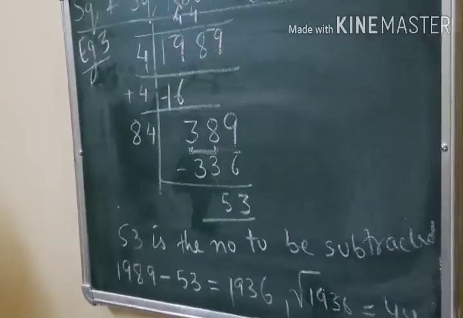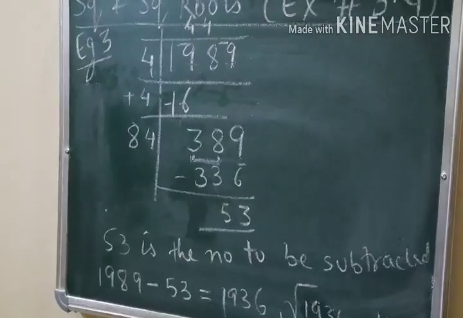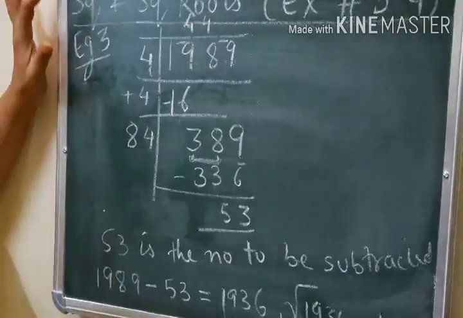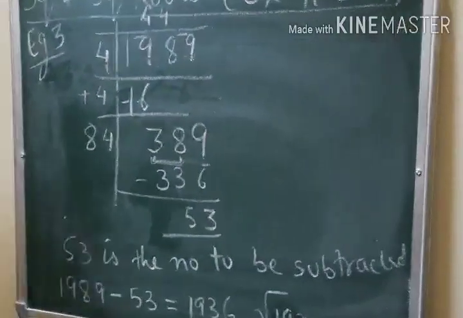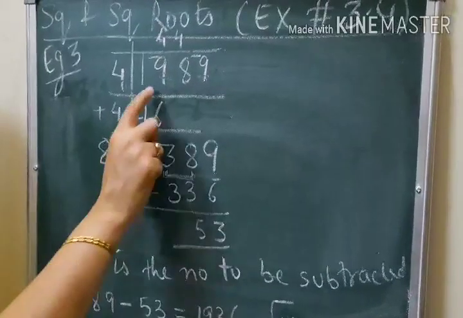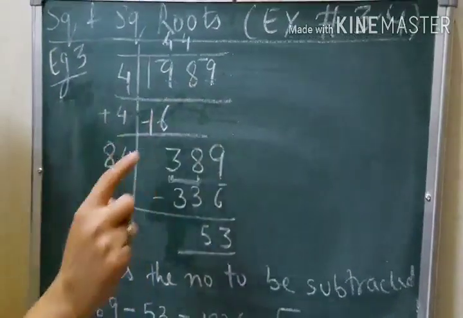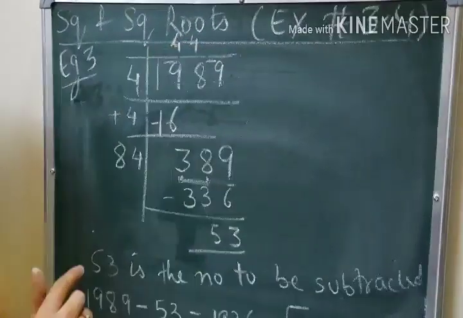Once again I am repeating this question. Find the least, very important question. Find the least number that must be subtracted from this number to get a perfect square. Now we know that this number is not a perfect square, because in the question it is given that something needs to be subtracted from it, right?